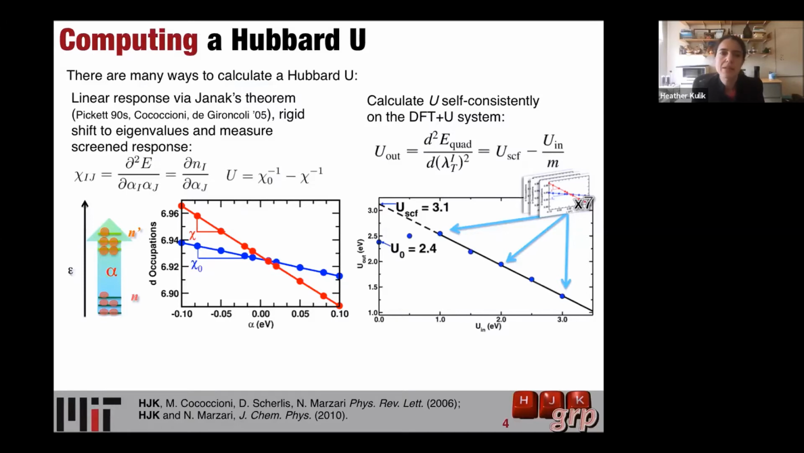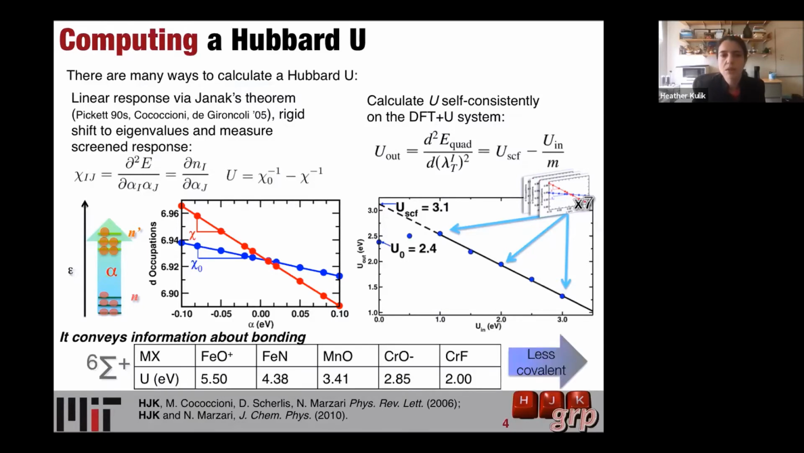In many cases, the self-consistent U evaluated on the DFT+U density and the linear response U evaluated at the PBE density are almost identical if the states are qualitatively the same. It's only when you, say, have an LDA or PBE metal that you actually want to calculate the Hubbard U as an insulator that you need to apply the self-consistent scheme.